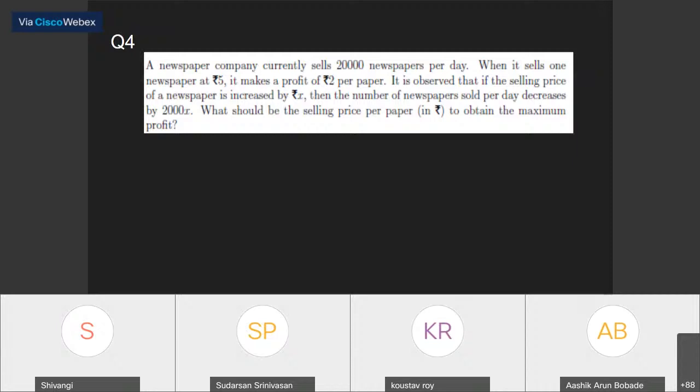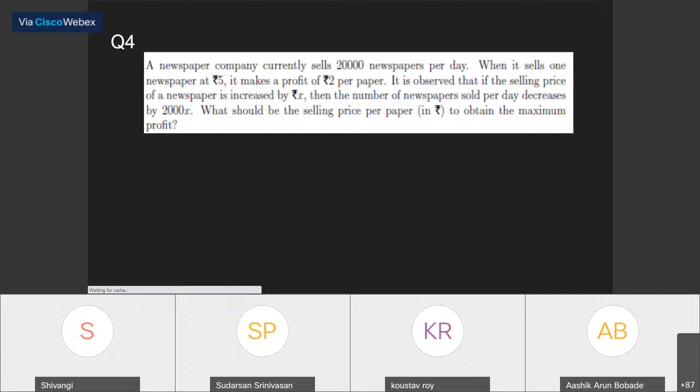No need to solve. We are not looking for the roots of the equation. We are not looking for minus b by 2a, and we are not looking for a vertex either. What we are looking for is the value of x so that the profit is maximum. Once you find the value of x, you can find the new selling price, which is nothing but 5 plus x.